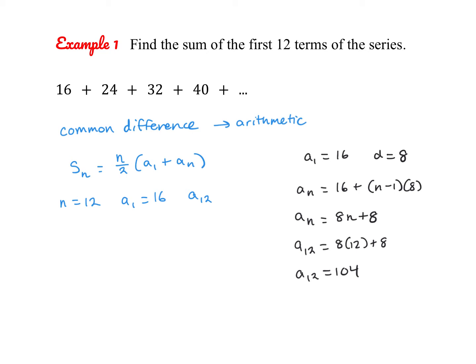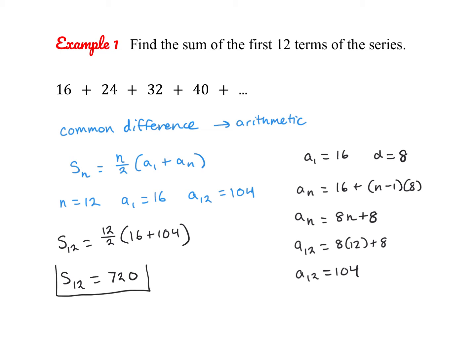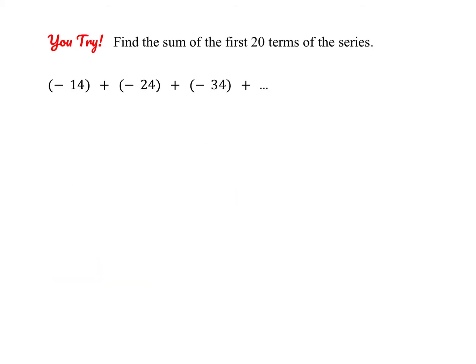So that's our last piece of information we need to find the sum of the first 12 terms of this series. The sum of the first 12 terms is 12 over 2 times 16 plus 104. So the sum of the first 12 terms of the sequence is 720. And there you have it. You can see that in addition to using our new formula, we still needed to remember how to create an explicit rule for an arithmetic sequence. All right, go ahead and pause the video and give this one a try on your own.